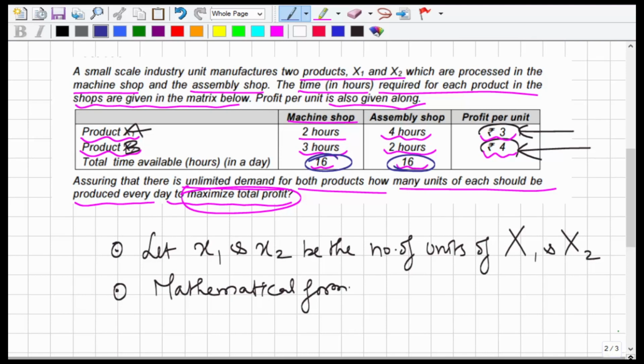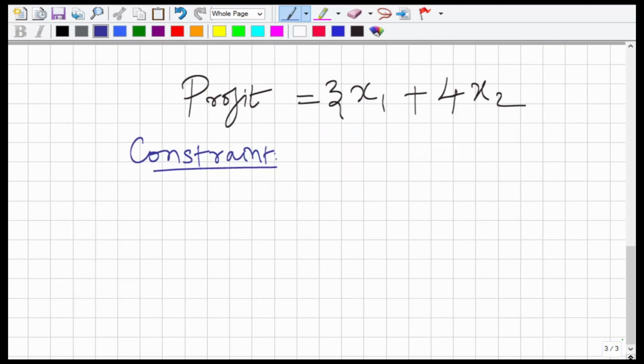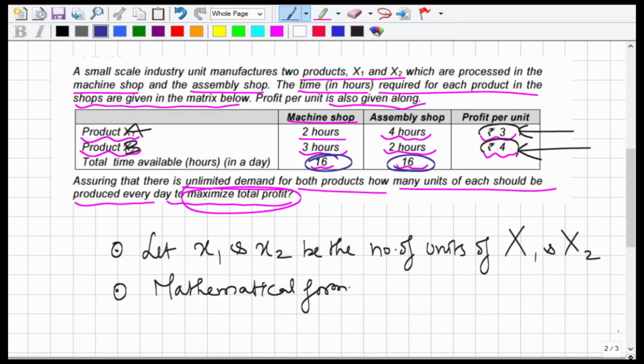For producing 1 unit of A, you will take 2 hours. For producing 1 unit of B, you will take 3 hours. So how many units can be produced within this 16? That has to be framed as an equation. So first of all, let me write what the constraint is in each and every department. What is the first department? The first department is the machine shop.